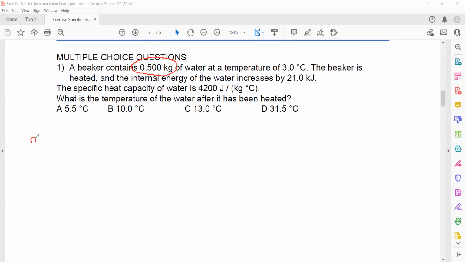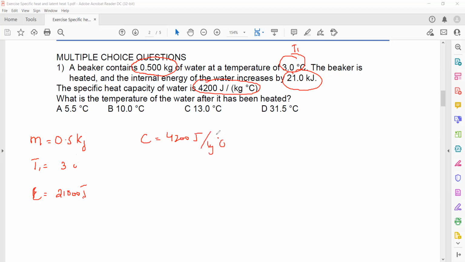Always the best thing is to sort out what is given to you. So 0.5 kilogram is the mass of the water at temperature 3. That is the starting temperature. The beaker is heated until the internal energy increases by 21 kilojoule. So 21 kilojoule means 21,000 joules. The energy is equal to 21,000 joule, because the SI unit of energy is joule. The specific heat capacity, small c, is given as 4,200 joule per kilogram degree centigrade.